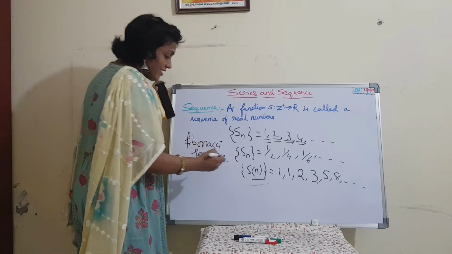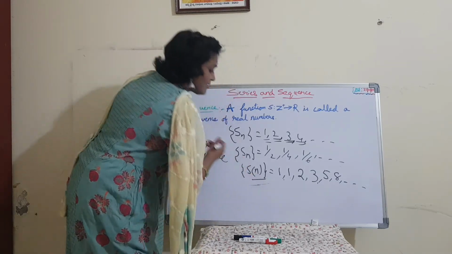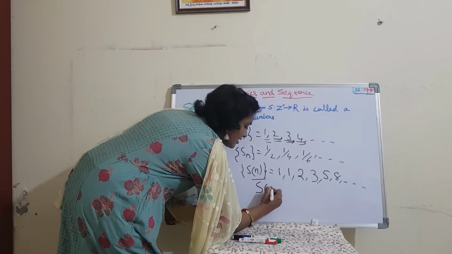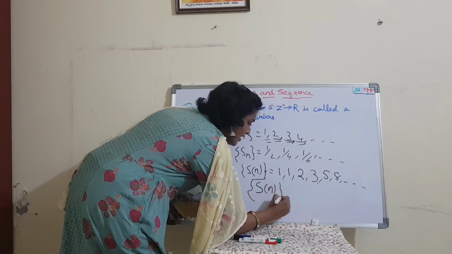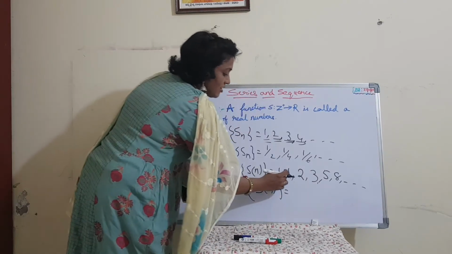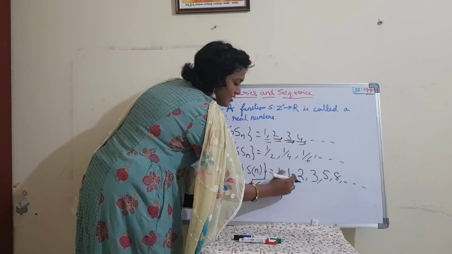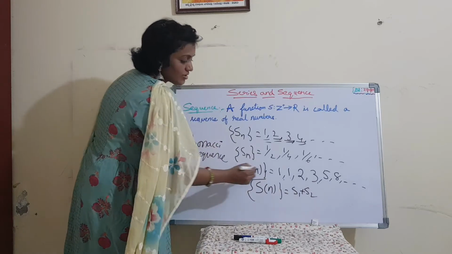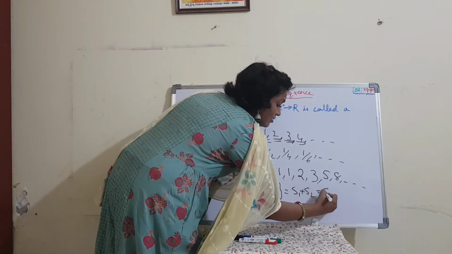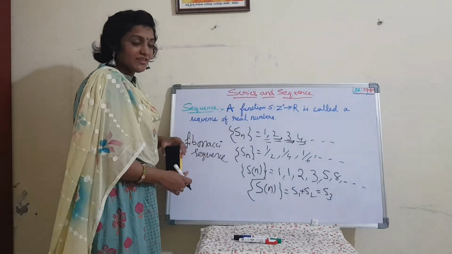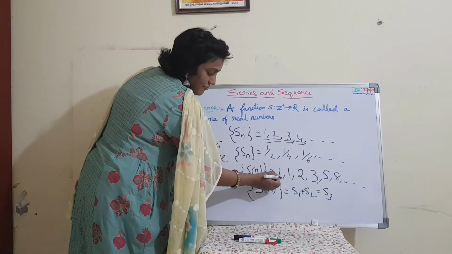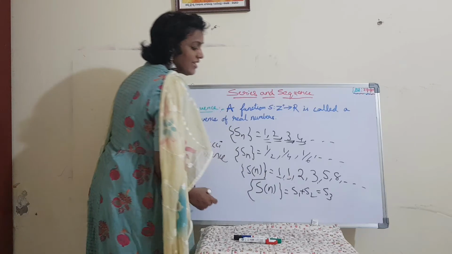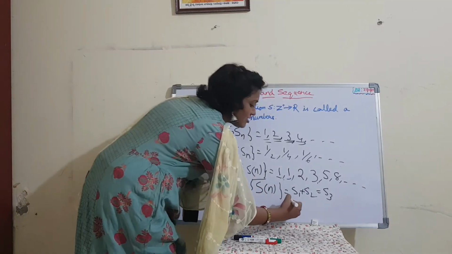Also, we can write this Fibonacci sequence as S of n. The first element S1 plus the second element S2, what will we get? The third element, S3. See, first element, second element; when we add these, we get the third element. Like that only we will get.